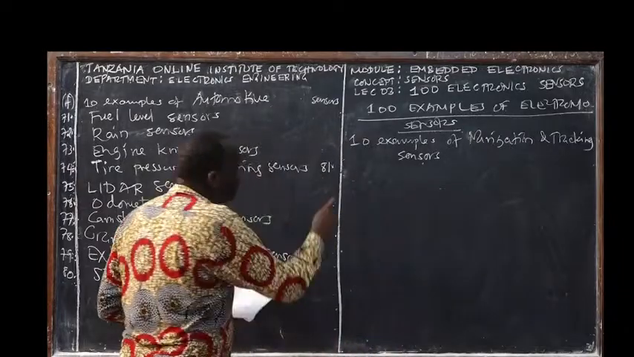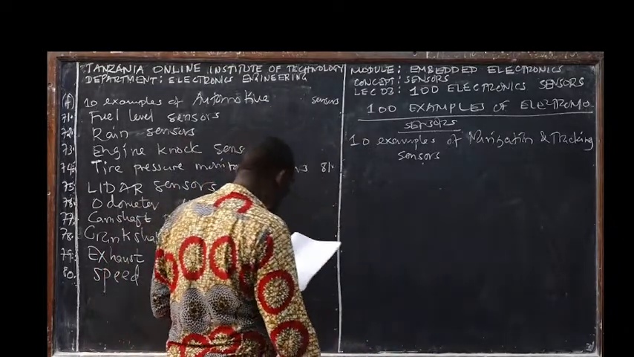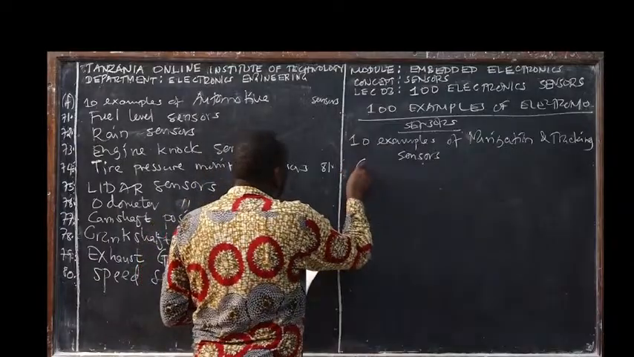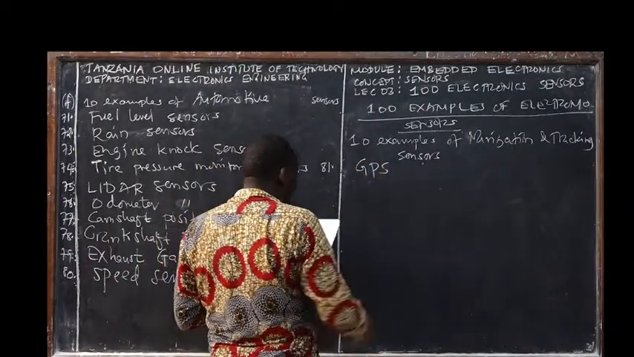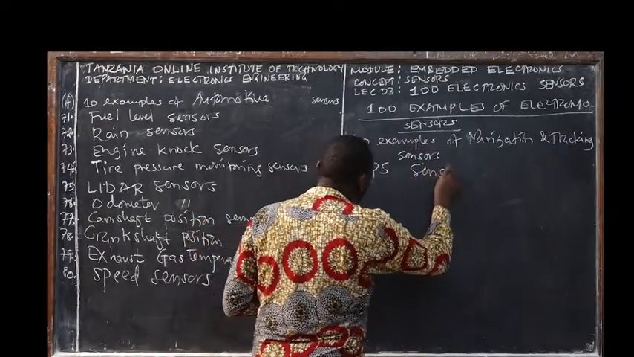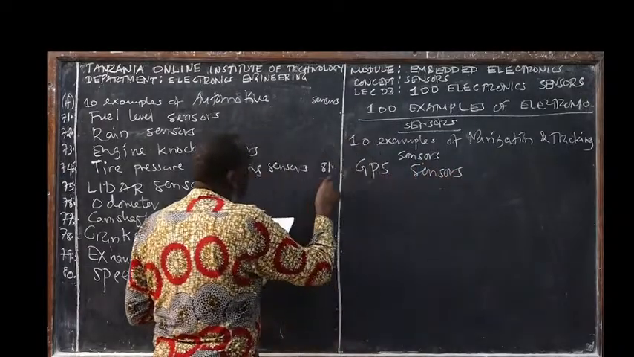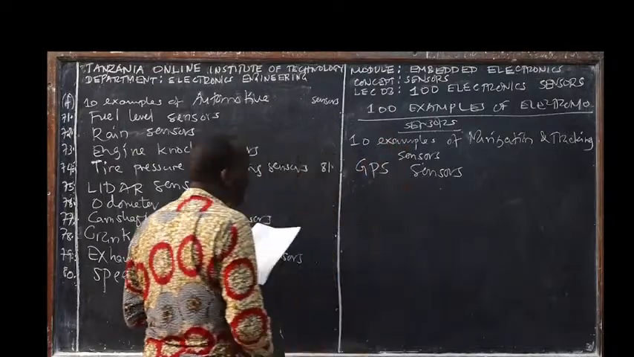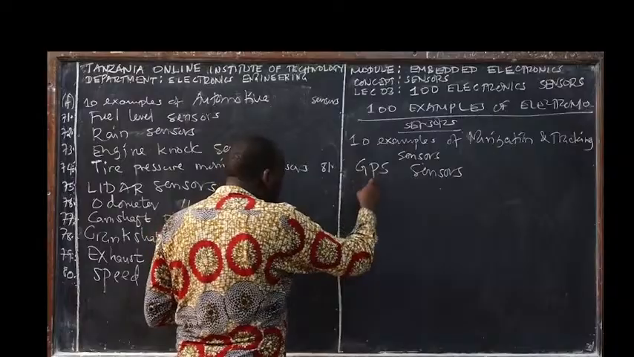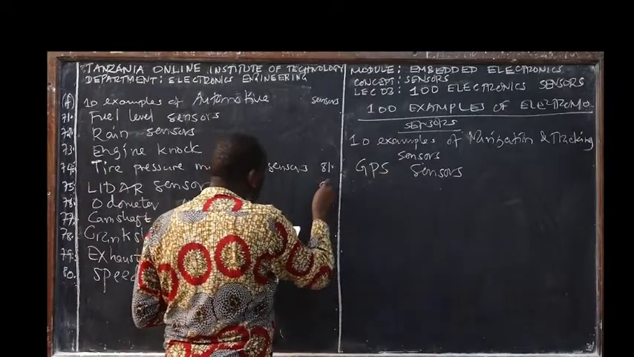81. So now navigation and tracking sensors. We're starting with the one which is common. The first example, 81, is called GPS sensors. Say GPS sensors. This is the abbreviation of Global Position System sensors. Say it.